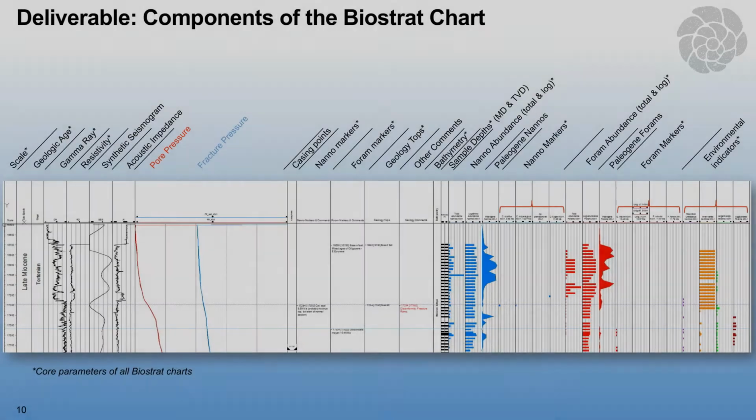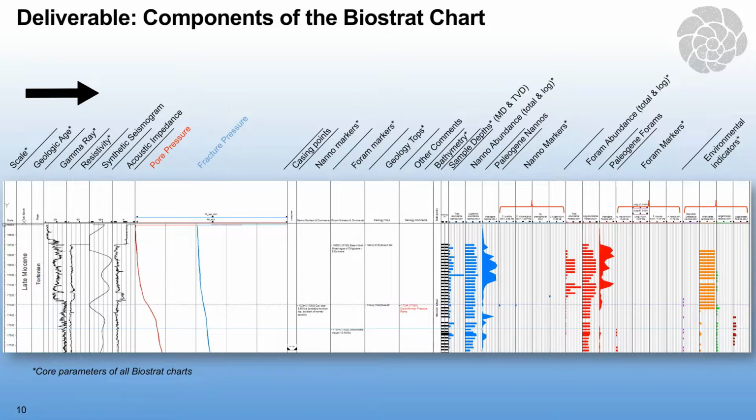So this is zooming in on the header. To date, this is the most comprehensive chart that I've made. So I've indicated with an asterisk the parameters that I include on all charts, and the other ones are just kind of bonuses on this one. So we start with scale, geologic age, electric logs, geophysical logs, pore pressure, fracture pressure. This is my favorite data to include with biostratigraphy, by the way.